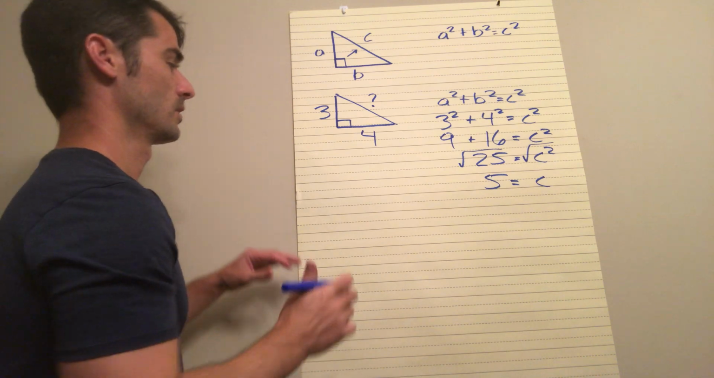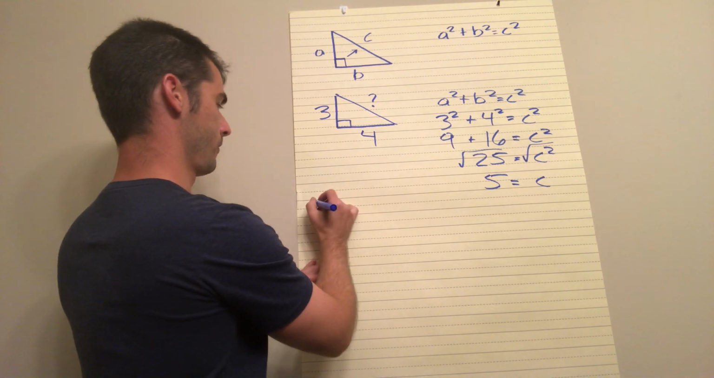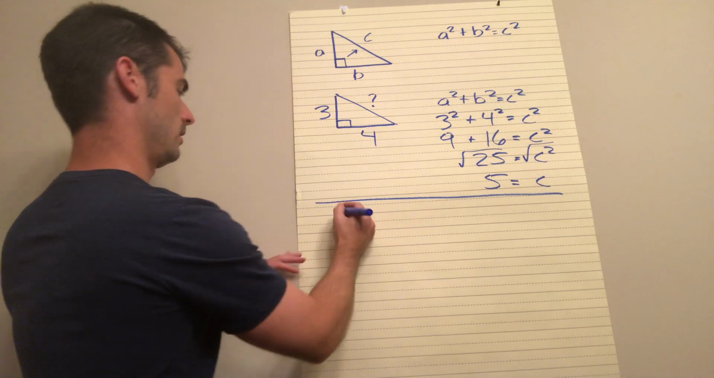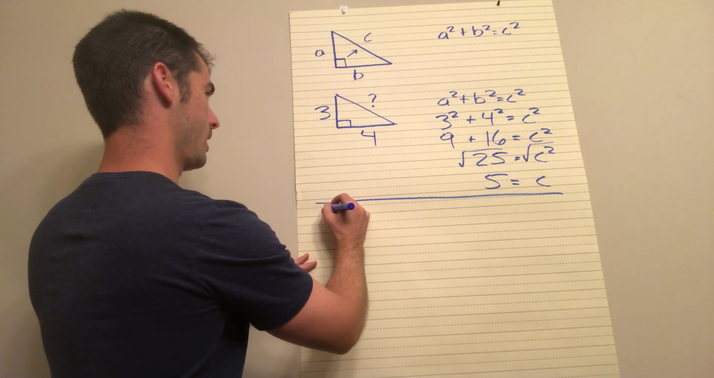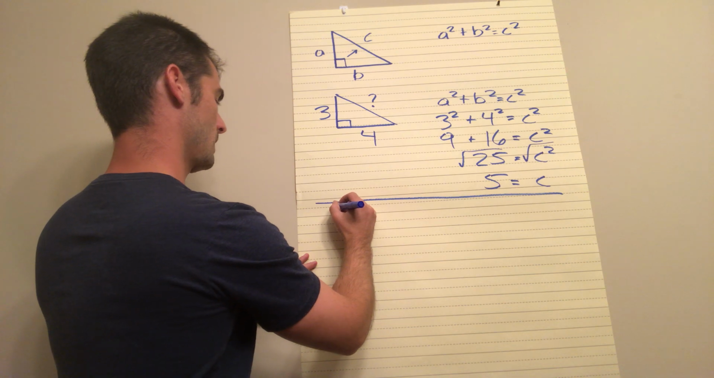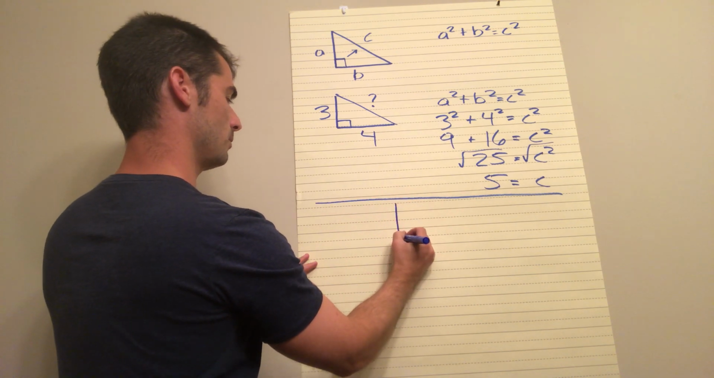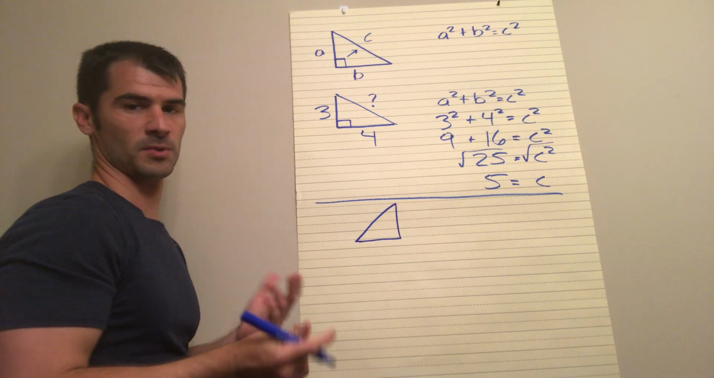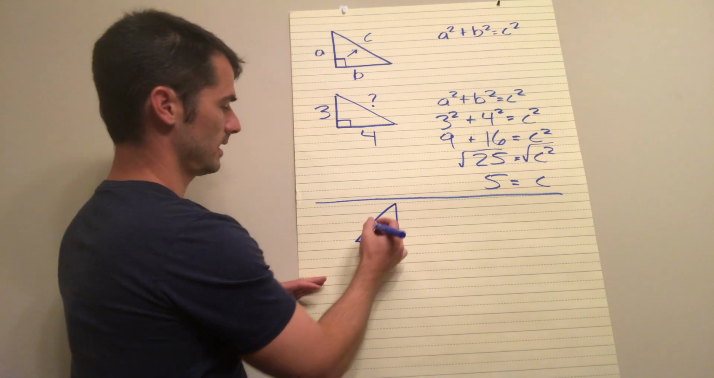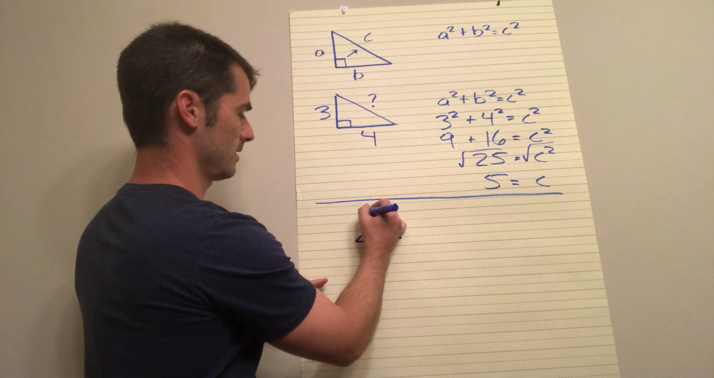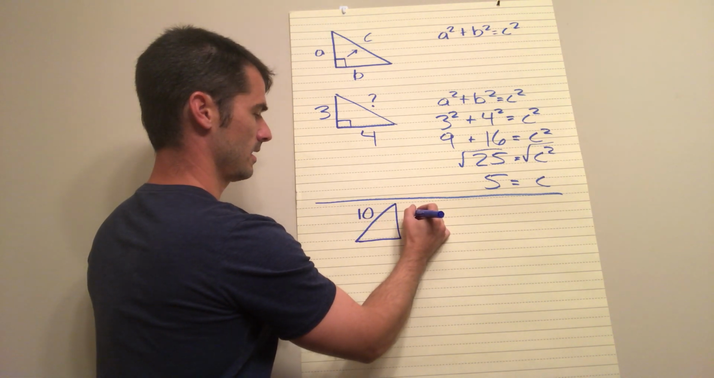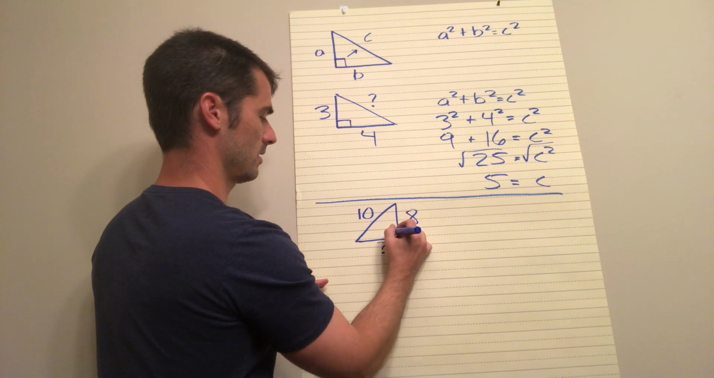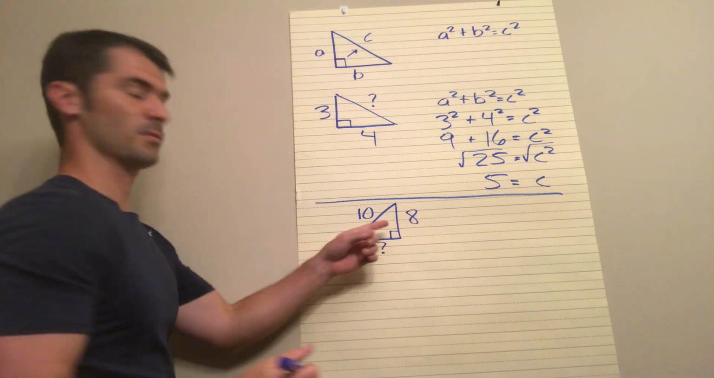All right, so I'm going to do one more. I'll do one that looks a little backwards. I'm just going to use numbers that I know off the top of my head. Let's say 10, 8, and unknown. All right, and there's my right angle.